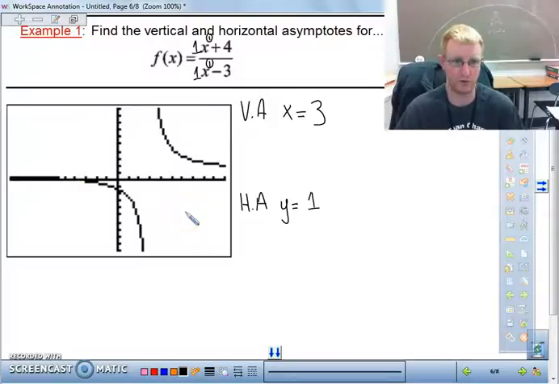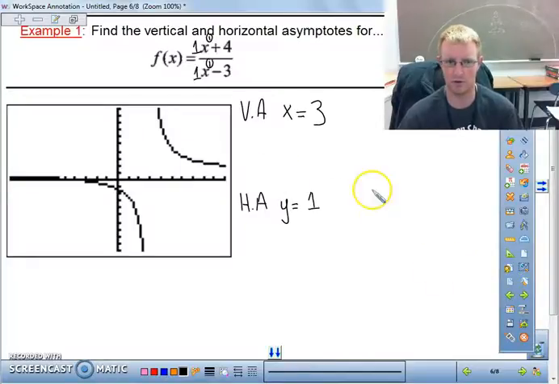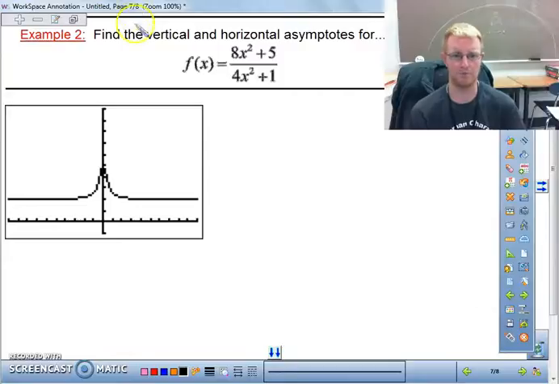Okay, as simple as that. You don't need to make it any more complicated than that. The most important thing is being able to find the asymptotes. Next. Okay, find the vertical and horizontal asymptotes for 8x squared plus 5 over 4x squared plus 1.